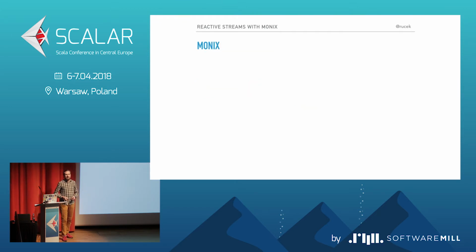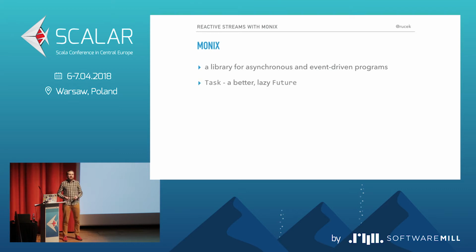So then what is Monix? Monix describes itself as a library for asynchronous and event-driven programs. And it includes a number of useful concepts. The first one is a task. A task is basically like the Scala Future, but the main difference is that it is lazy. In Scala, when you define a future, it's executed immediately. A thread is started, the computation is done. It is asynchronous, but it's eager. A task is also asynchronous, but it's lazy.